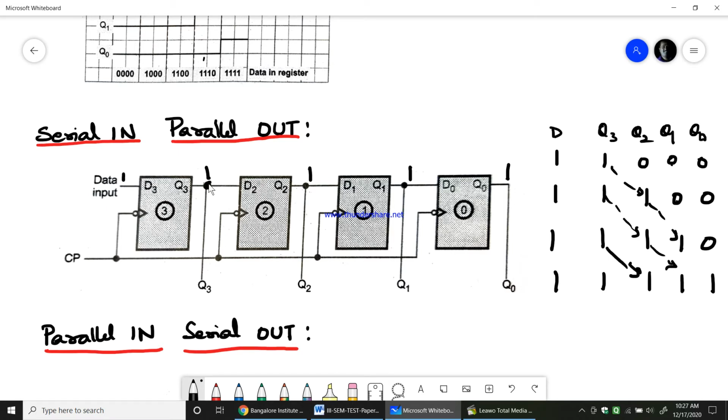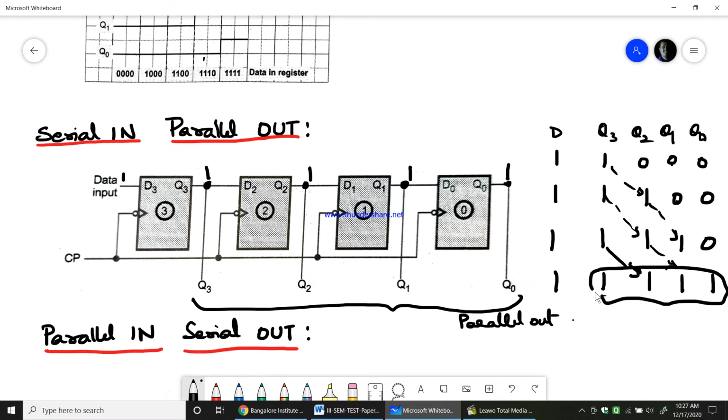Now when you take all these 4 outputs together, like how I have written here, this becomes the parallel out. While giving input, we gave serial input here. Each time only 1 bit was given, but while taking the output, we take all these 4 bits together, and that becomes the parallel out.